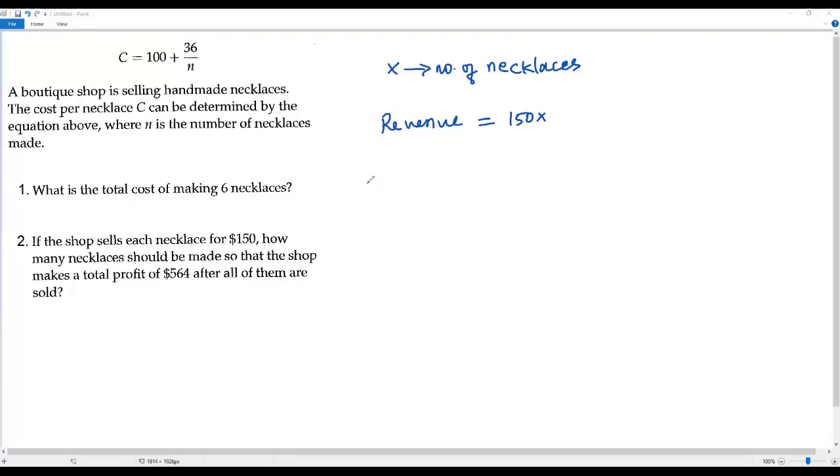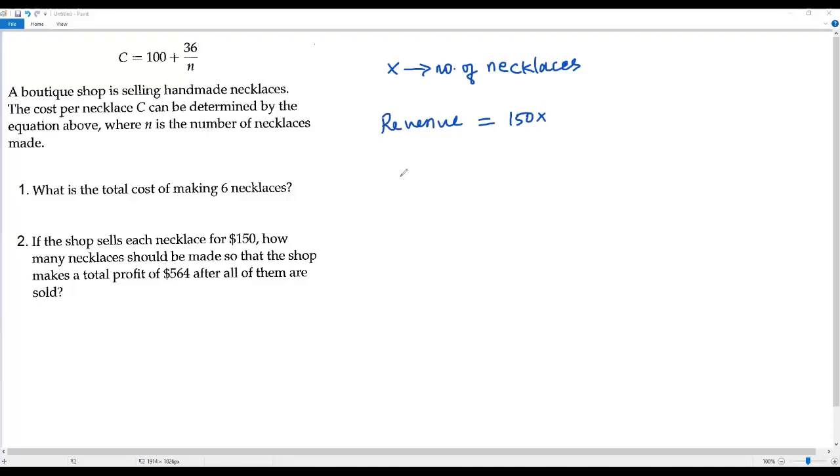Once I get the total cost of making x number of necklaces, I can subtract the total cost from the revenue. If I subtract the total cost from revenue, I'll be getting the profit and I'll be able to solve for x. Because my aim is to solve for x, which refers to the number of necklaces the shop has to make to earn a total profit of $564.